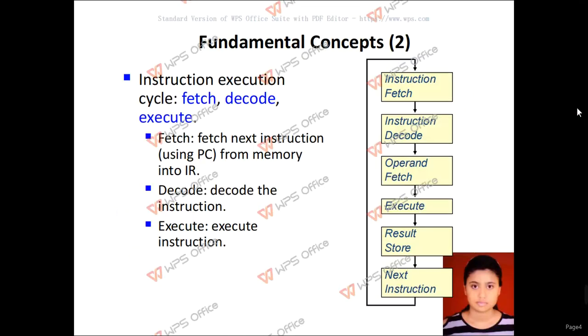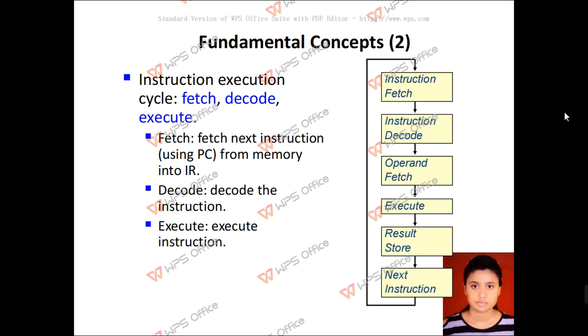And next is instructions execution cycle in which we fetch, decode and execute our instructions. In fetch, we fetch our next instructions using program counter from memory into instructions register. Secondly, decode, we decode the instructions, and third is execute instructions. And this is the cycle of instruction execution.